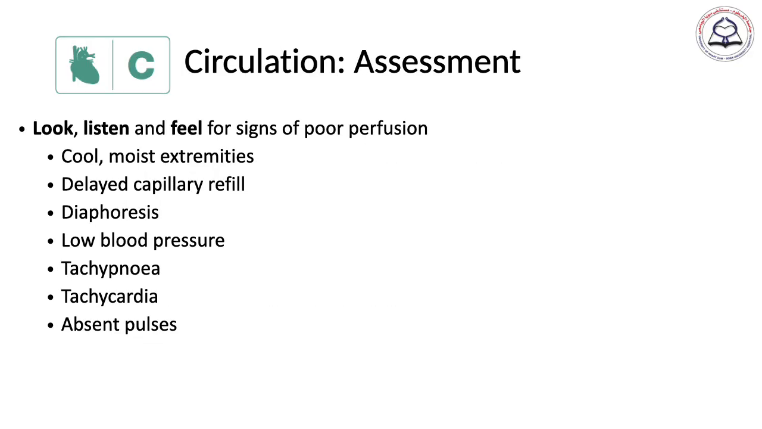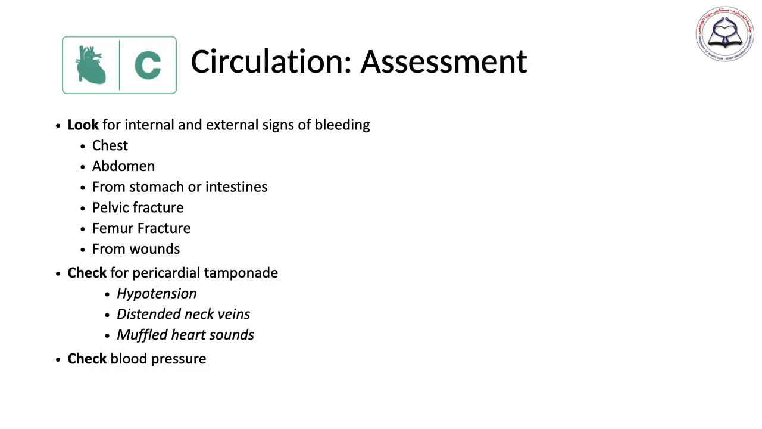After you finish airway and breathing assessment and management, you go to circulation. Assess circulation, look, listen, and feel for sign of poor perfusion, hypoperfusion, and shock. You can find cool, moist extremities, delayed capillary refill, diaphoresis, low blood pressure, tachypnea, tachycardia, sometimes absent pulses. We are still assessing circulation.